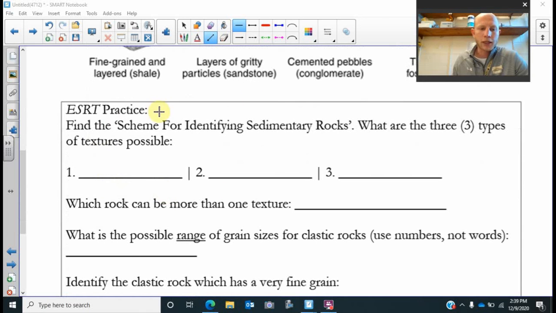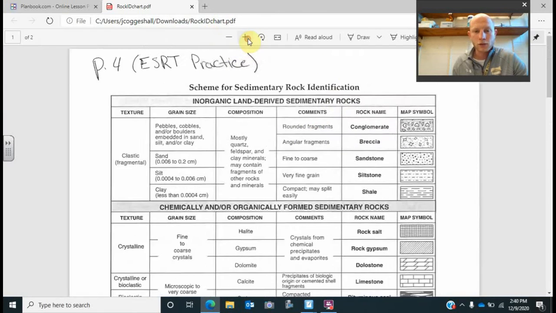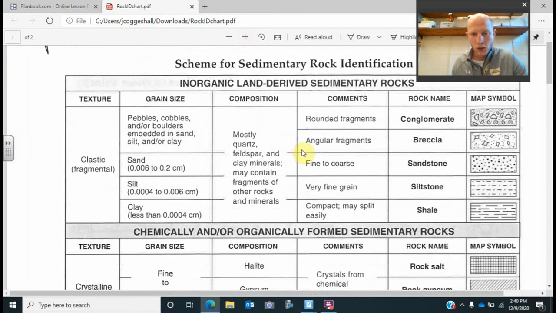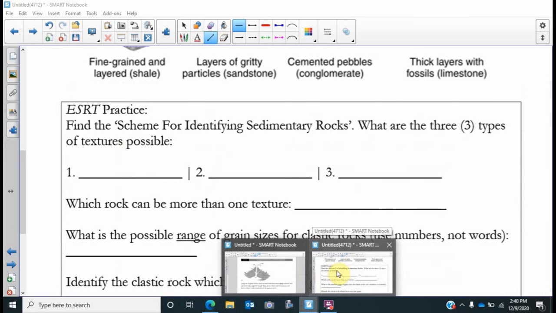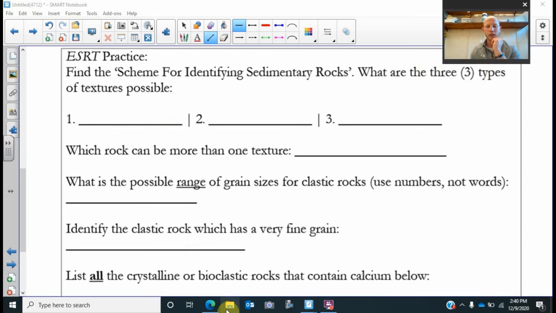So it says right here, what are 3 types of textures possible? So this is where you're going to do this ESRT practice. Again, here's where I have this. See if I can zoom in a little bit. Okay, so it says texture right here, right? This is the homework I assigned everybody today. We didn't get all the way through the packet. This is where we ended up stopping. So it says, what are the 3 types of textures possible?